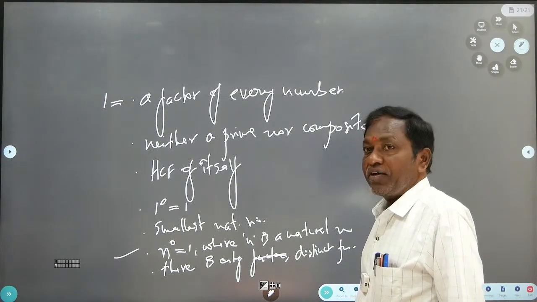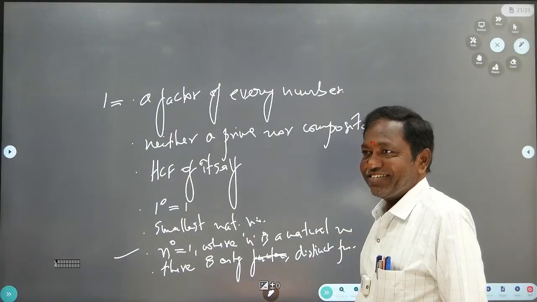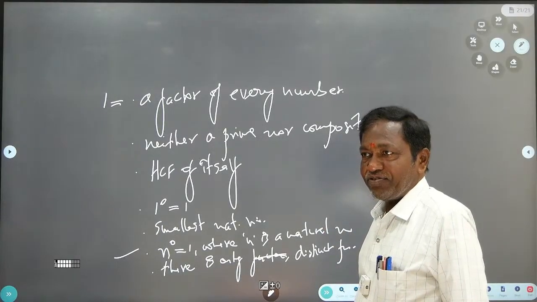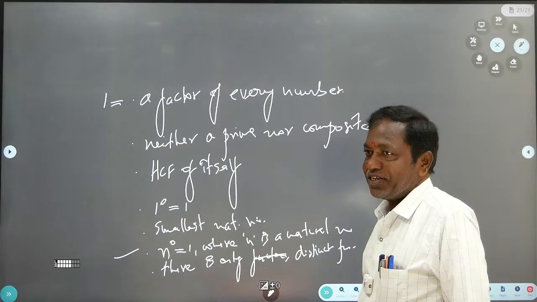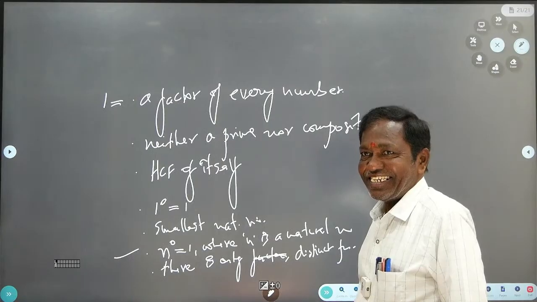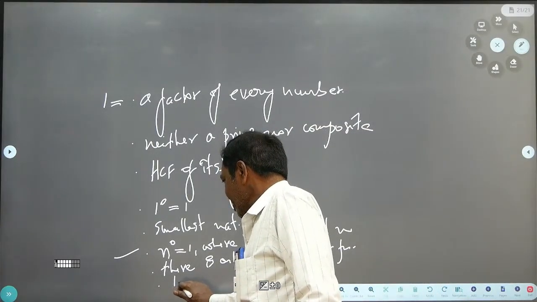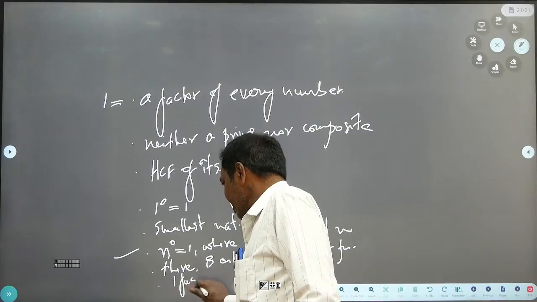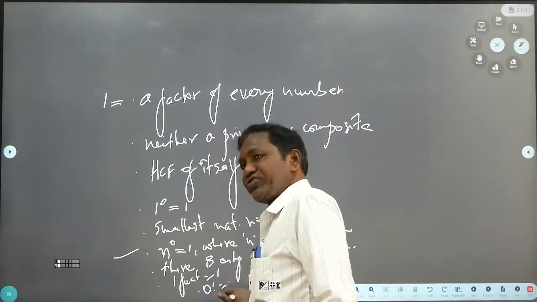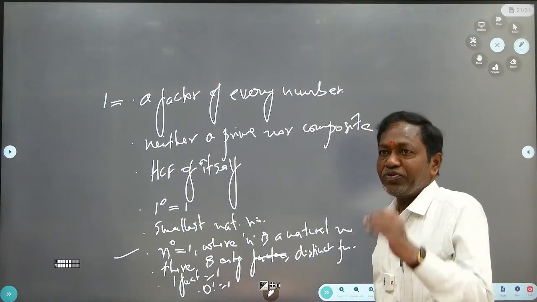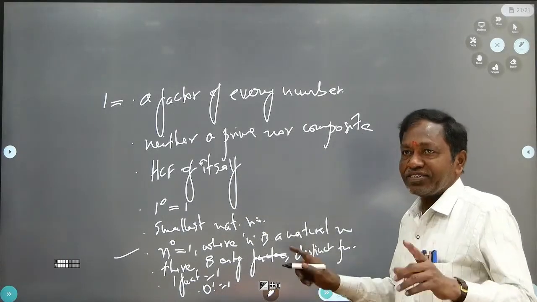Any other thing? 1 factorial is equal to 1. Even 0 factorial is equal to 1. This is the uniqueness of 1. This is where questions are decided.